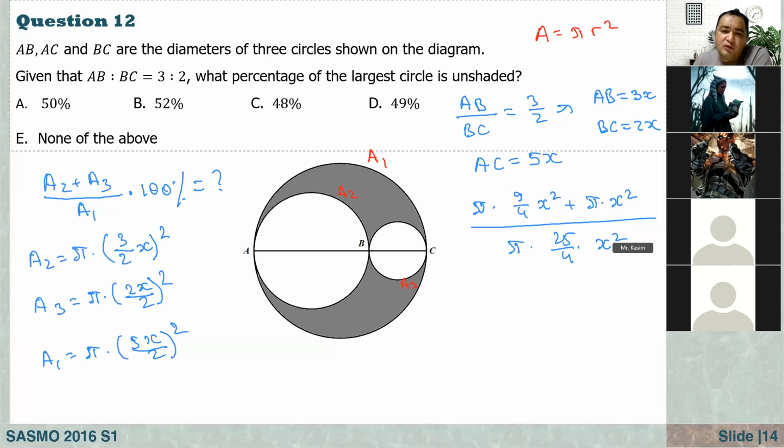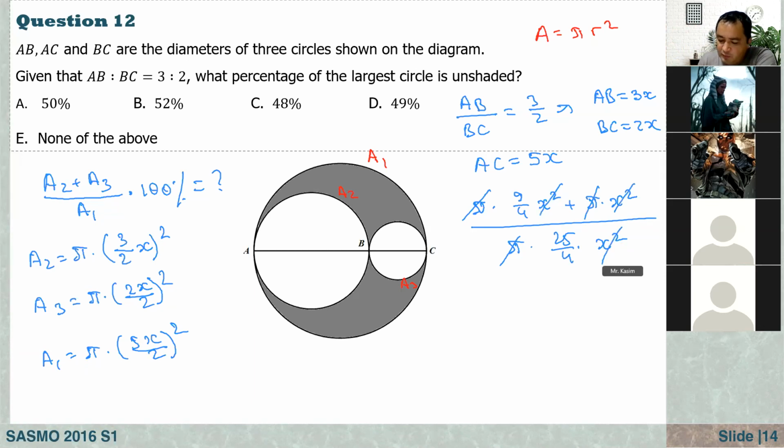As I say here, every term has pi. I can cancel pi, right? Because I just divide numerator and denominator by pi. And also every term has x squared. We know that in a fraction, if you multiply or divide numerator and denominator by the same number, the value of the fraction remains unchanged. It does not change. It just produces an equivalent fraction. So also I can cancel out these x squares.